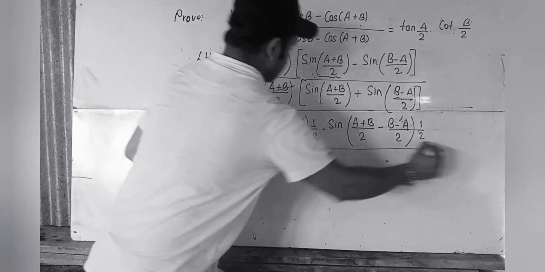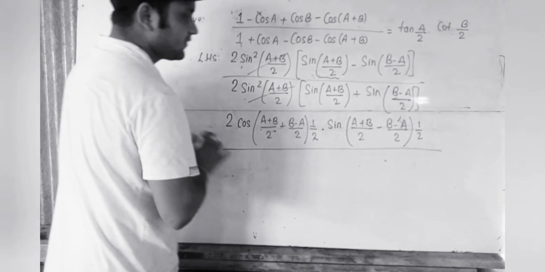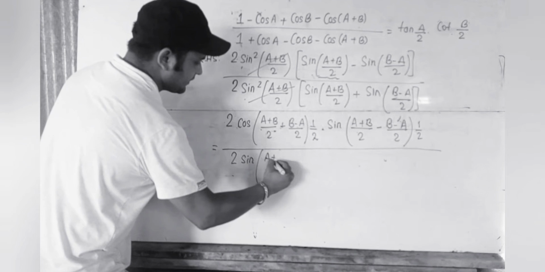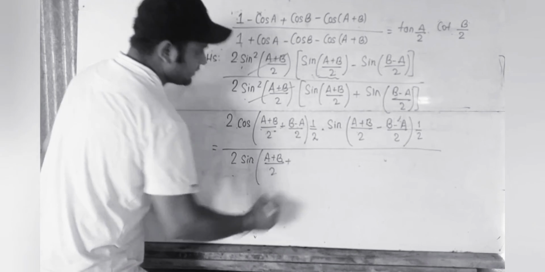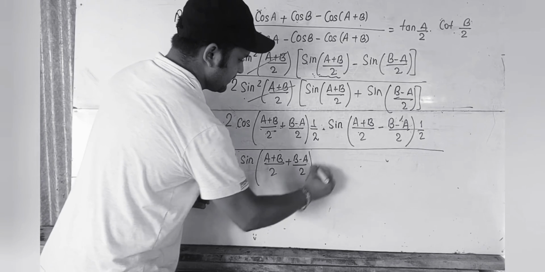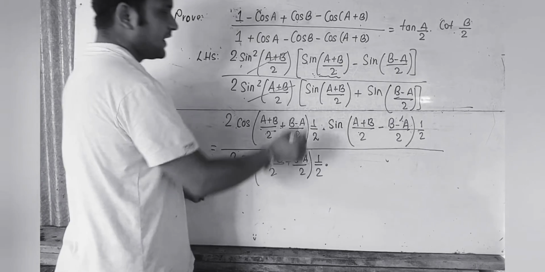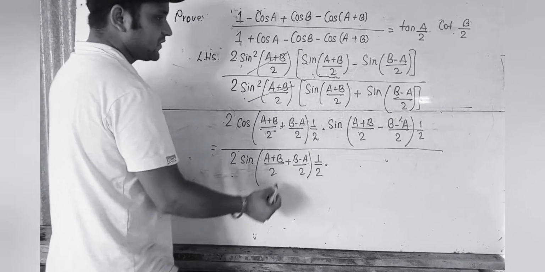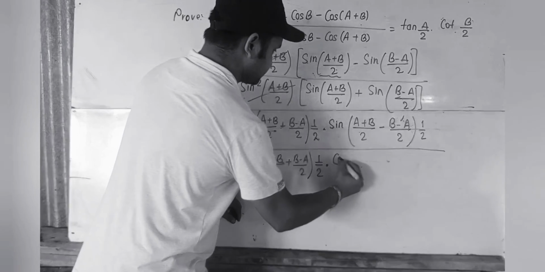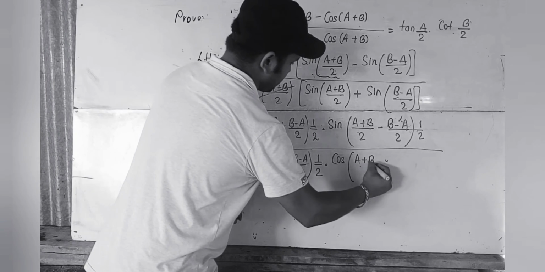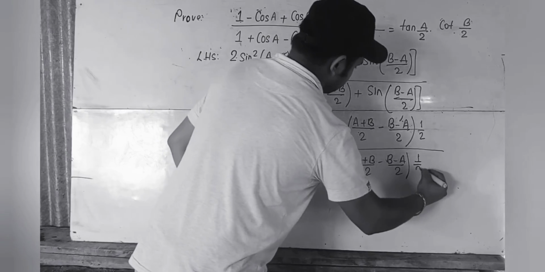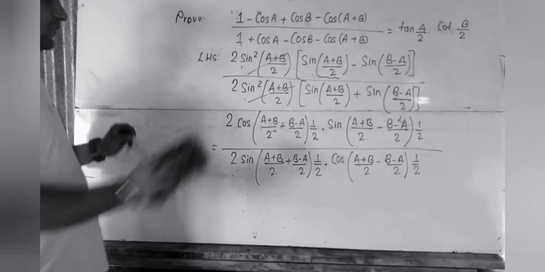Now in the denominator also we use the formula of sin C plus sin D. The formula of sin C plus sin D is 2 sin (C plus D) by 2 dot cos (C minus D) by 2. Now after doing this, let us simplify again.